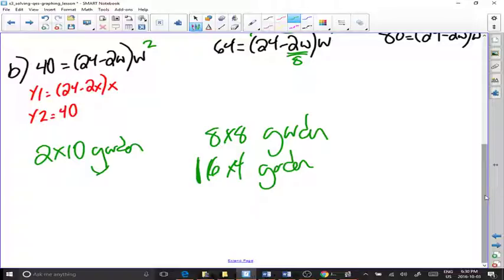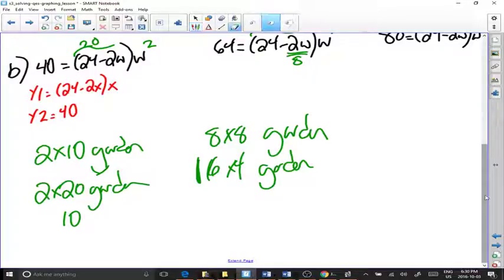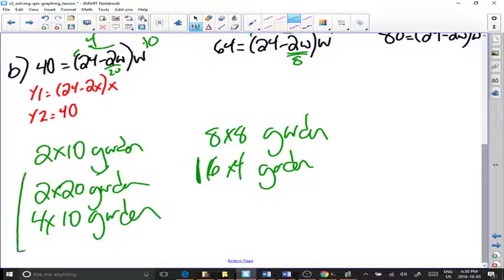When W is 2, this whole thing here is 20. So that means we're going to get a 2x20 garden, which makes sense because that gives us an area of 40, which is what that was. And when we have 10, if W is 10, then that's 20, which makes that 4. So we get a 10x4 garden. So a 2x20 garden or a 4x10 garden give us an area of 40, which is that first combination.